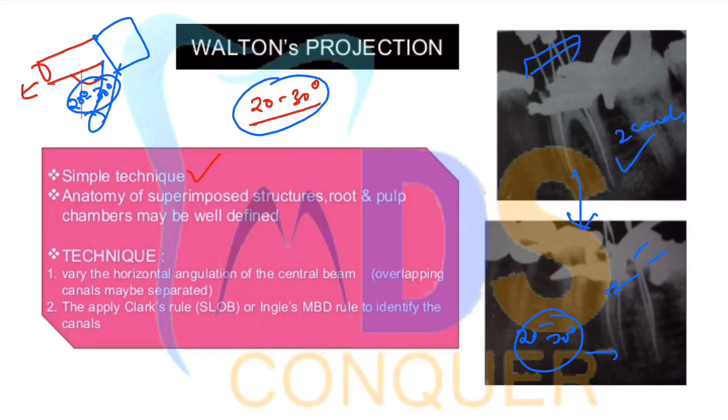Okay, so you can apply the slope technique, or there is the other technique called the MBD rule. The MBD rule is very, very simple. That is Ingle's MBD rule. With any of these techniques, the main outcome is the same. You are trying to change the angulation, by which you overcome the overlapping of the canals or the overlapping of the roots, and you get more information about the anatomy.